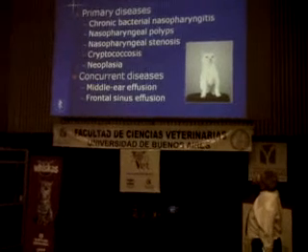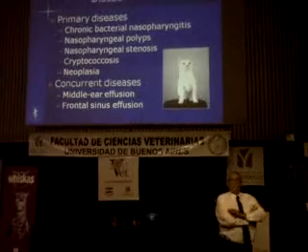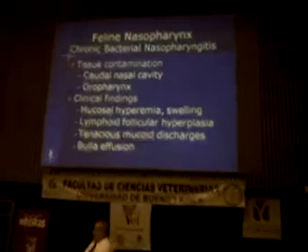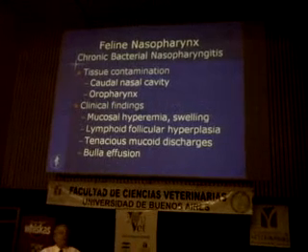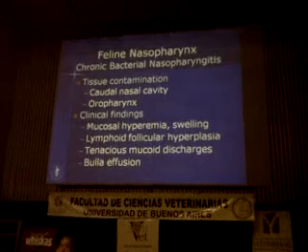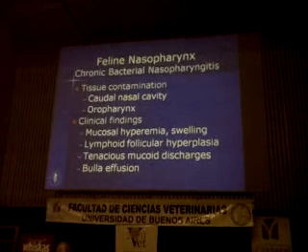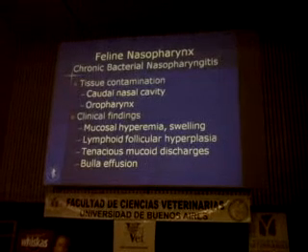So we're going to look at him a little bit. We're going to talk about some diseases of the nasopharynx and just look at some pictures. All right. We'll start out with just looking at chronic bacterial infections of this area. And usually, those infections are an extension of a cat who has developed an upper respiratory infection in the nasal cavity, usually secondary to a virus.